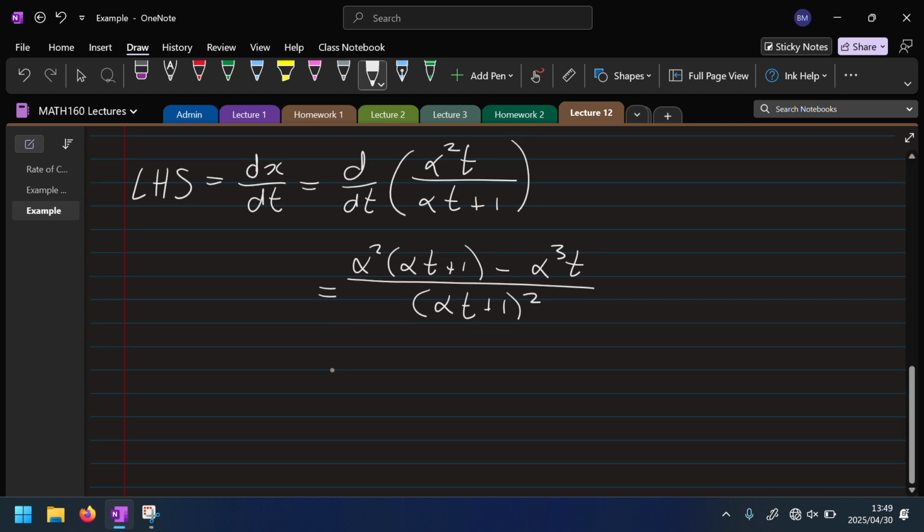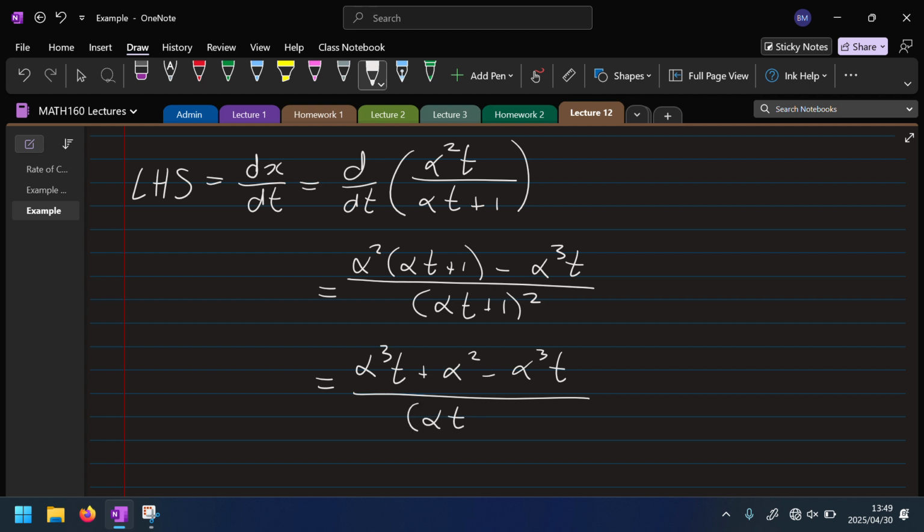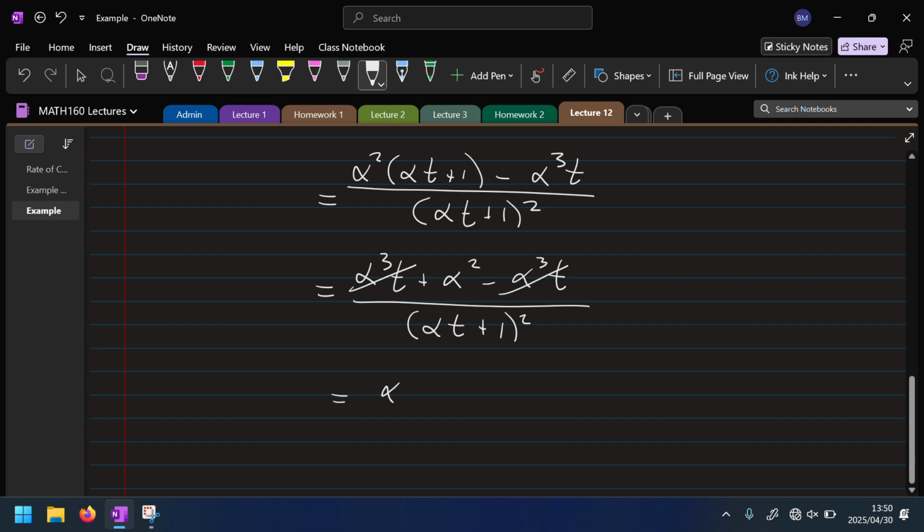Okay, we can simplify this a bit. The top alpha squared, we can distribute inside. So alpha cubed t plus alpha squared minus alpha cubed t all over alpha t plus 1 squared. Now the first and the last term are going to cancel. So we're left with alpha squared over alpha t plus 1 squared. That's about as simple as we're going to get for that left-hand side.